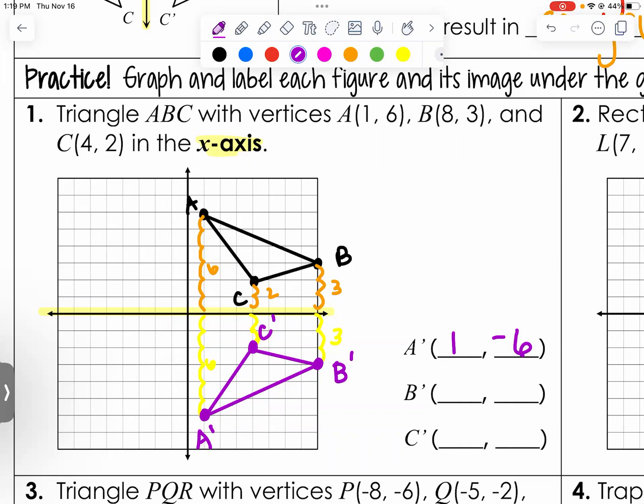All right, what about B? 8, negative 3. And then C, -2, 4, -2. 4, negative 2. That is it. Do you notice anything?